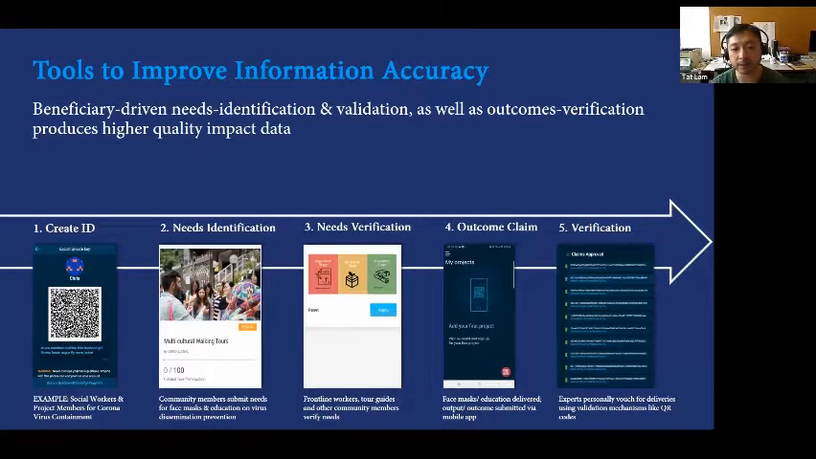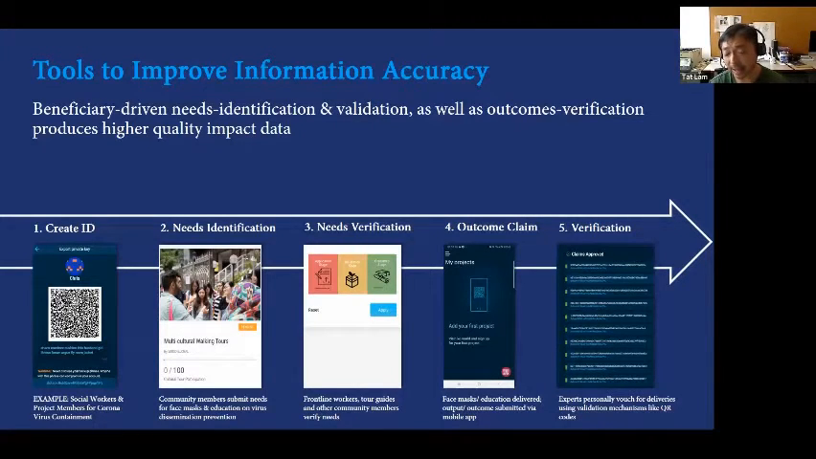The third step is about the need verification. It is about how beneficiaries are able to claim, for example, the needs that they have. So the social service agency can create strategies that particularly tackle the real needs on the ground. The outcome claim is made by the social service agency or their staff, basically saying, oh, I delivered this amount of services and so on. And there's a process of verification, which is more about the auditing of the data.